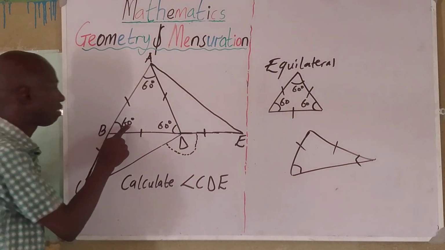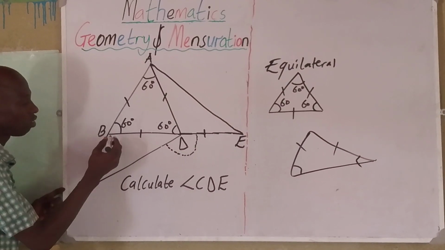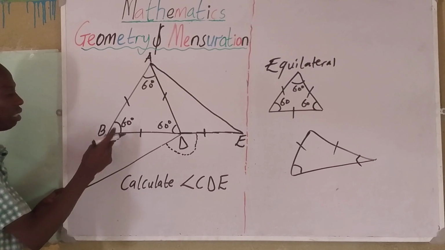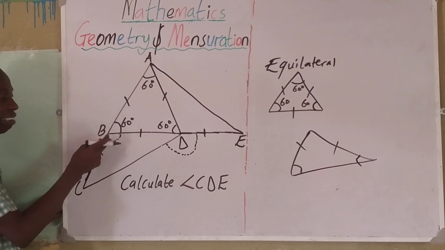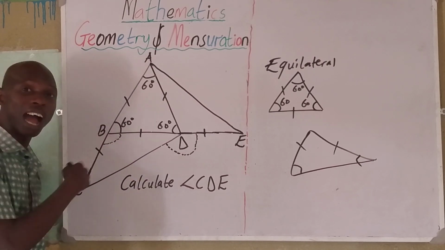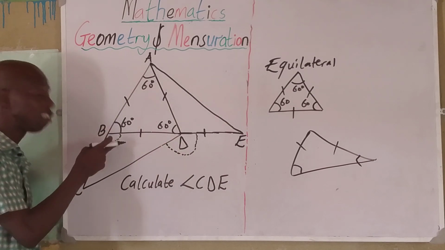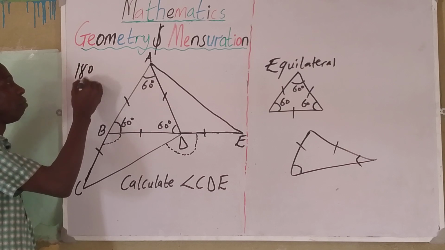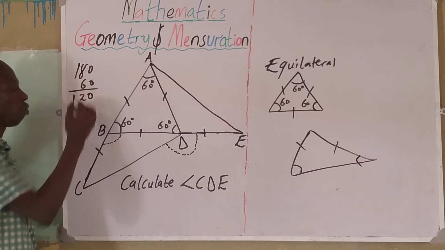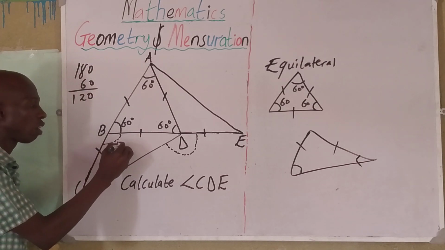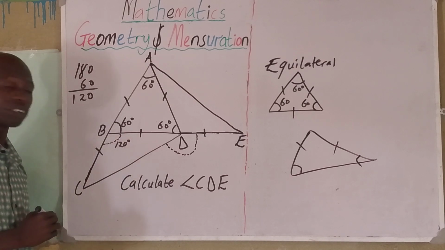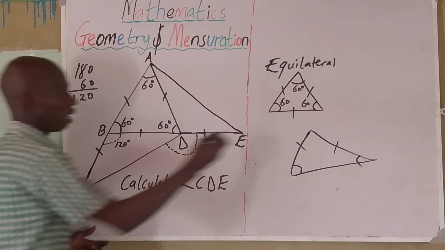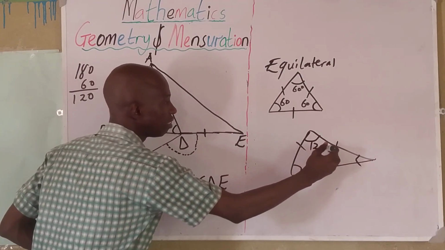Now look at this critically. If this is 60, you can see this 60 and this angle are on a straight line, right? So this place must be 120. How do I know? Just 180 minus 60, that will be 120. It means this place should be 120 degrees.